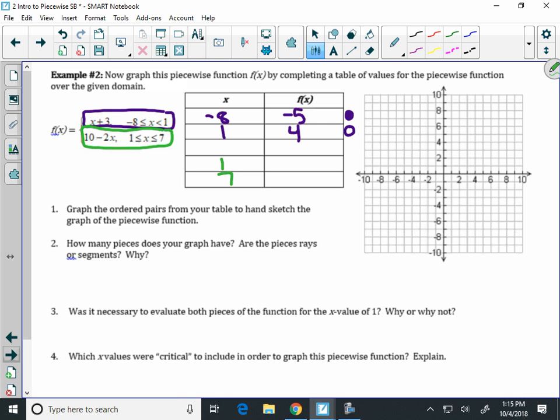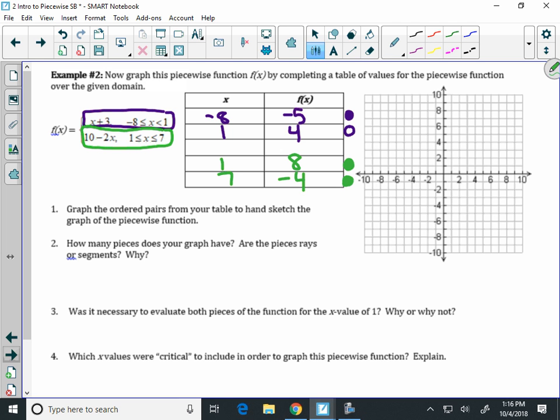All right, if I put 1 into the second function, what do I get? 10 minus 2 times 1, 8. What kind of dot's going to go there? Closed. There you go. And if I put 7 in, what output do you get? -4. And that'll also get a closed dot.